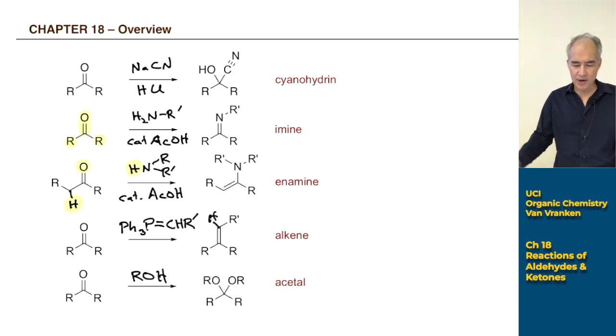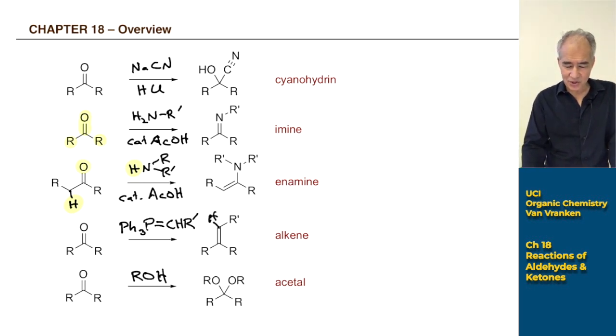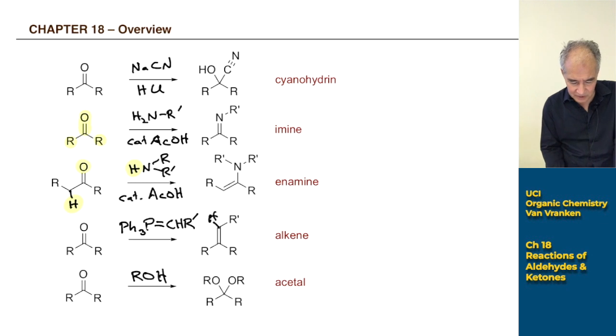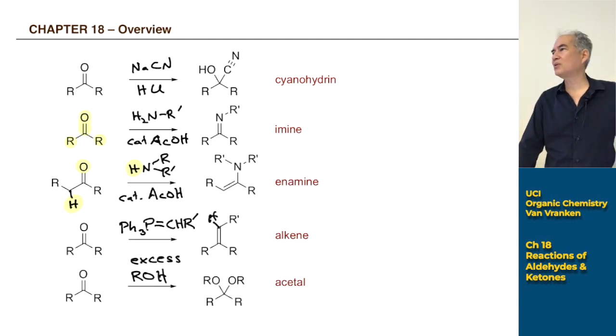You have to drive water out of the reaction to drive the equilibrium here. I'm going to write the word excess because 2 isn't fast enough. 2 doesn't have a good enough equilibrium constant. So you have to use a big excess to drive the equilibrium using Le Chatelier's principle. You just put a ton of alcohol in there. It drives the equilibrium towards the acetal.